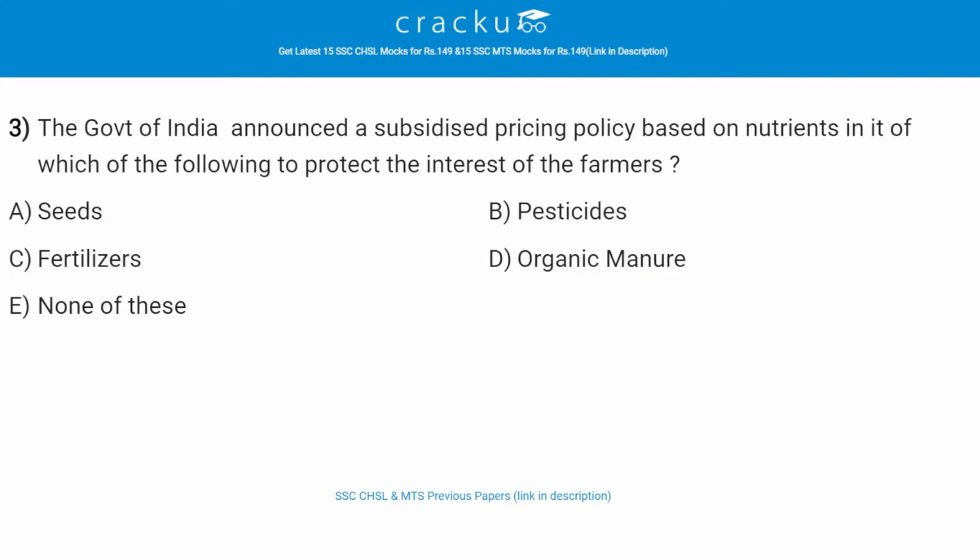The Government of India announced a subsidized pricing policy based on nutrients in which of the following to protect the interest of the farmers? The correct answer is C, that is fertilizer.